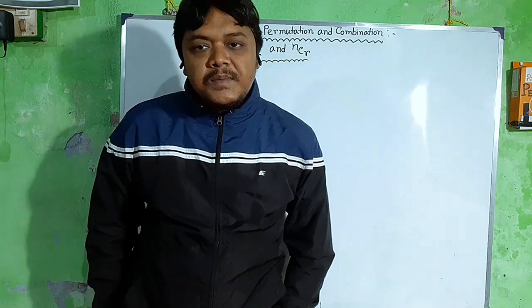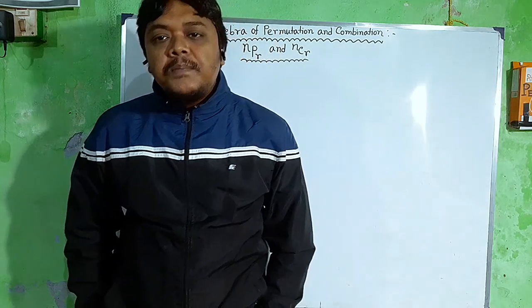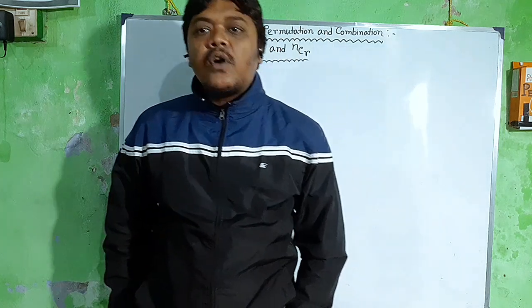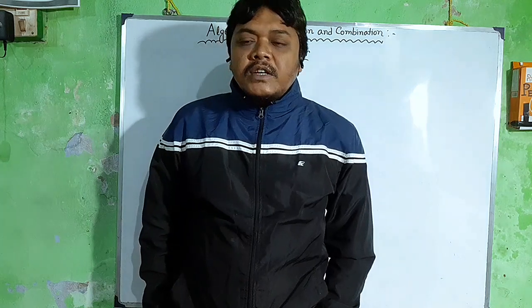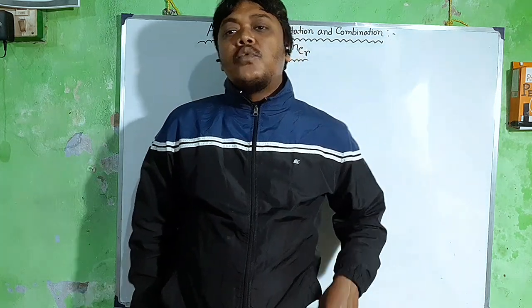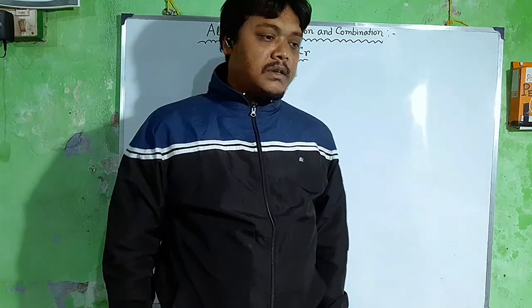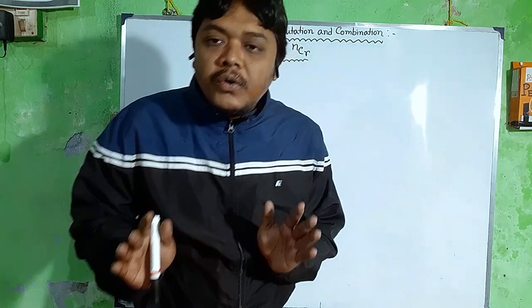notationally or algebraically. So what about nPr, what is the value of 3P2 or 6C3, C for combination, P for permutation. That is why I have introduced permutation and combination notationally or algebraically. So first we have to know what factorial is.